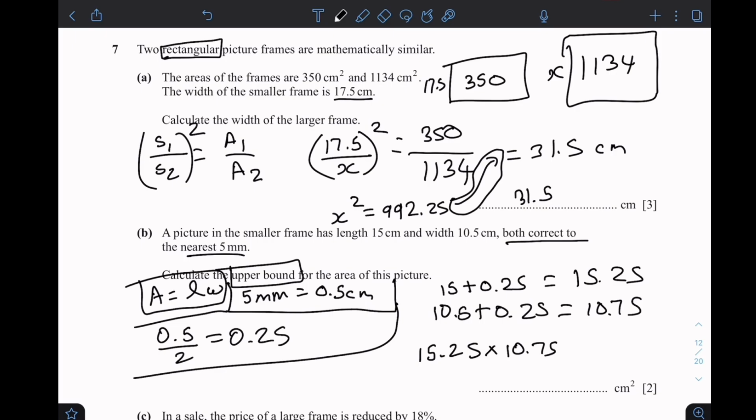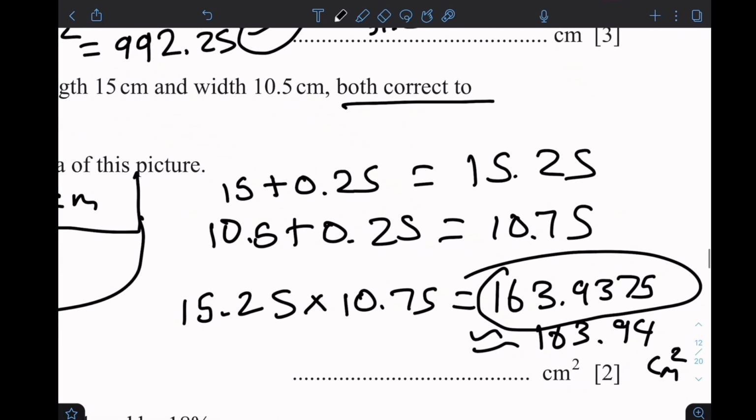Then you just multiply these. 15.25 multiplied by 10.75 is equal to 163.9375, rounded off to 163.94 centimeters squared. Although this was the exact answer, with five significant figures, centimeters squared cannot go up that far, so that's why you write 163.94.